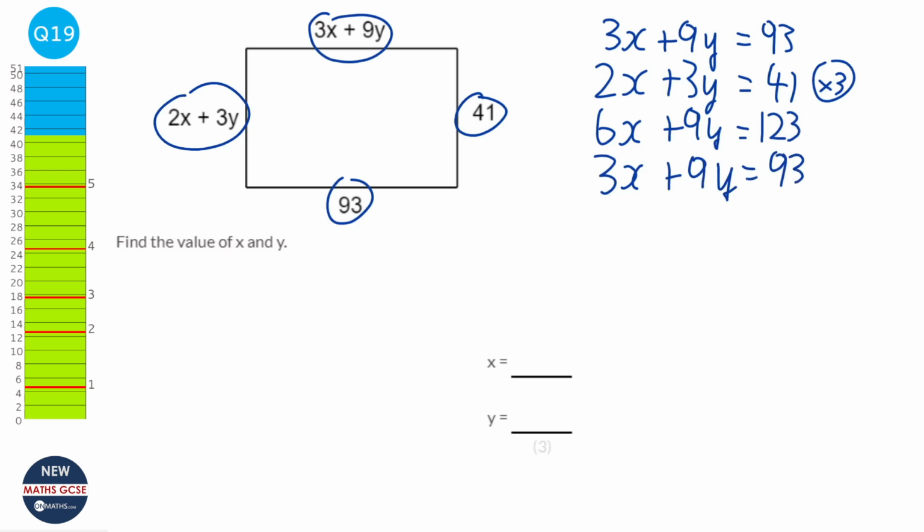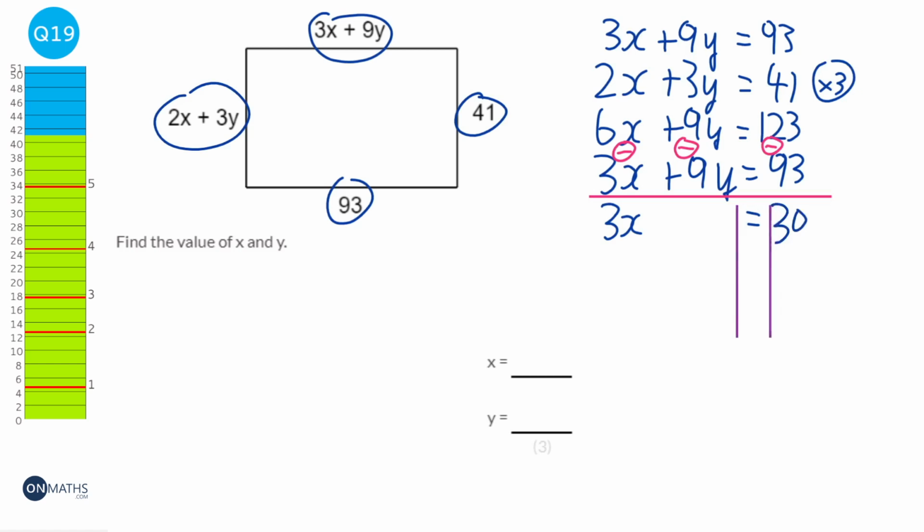Now looking at the signs, they are the same, and the s in same is the s in subtract. So we're going to subtract going downwards. So 6x take away 3x is 3x. 9y take away 9y is nothing, which is good. That's what we need. And then 123 take away 93 is 30.